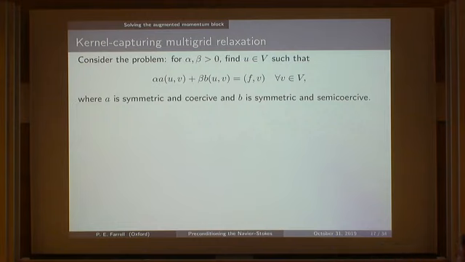So let's take a look at an abstract result, a simplified abstract result. Let's consider the following variational problem. For positive constants alpha and beta, I want to find a solution in some finite dimensional Hilbert space, V, such that this holds, where this A is a nice term, it's symmetric and coercive, and this term, B, is symmetric, but it's only semi-coercive, it has a kernel. Right? And the problem will be trying to understand what the kernel of this B is, trying to capture it through the kernel of V.